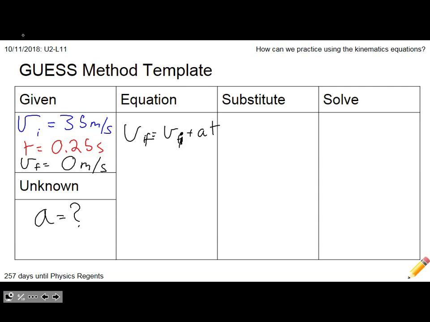So now the next thing we would do, because we are expert physicists, we would solve this algebraically for the answer. So I would move V initial to the other side. So I have V final minus V initial equals AT. And then I would divide each side by T. So A equals V final minus V initial divided by the time.